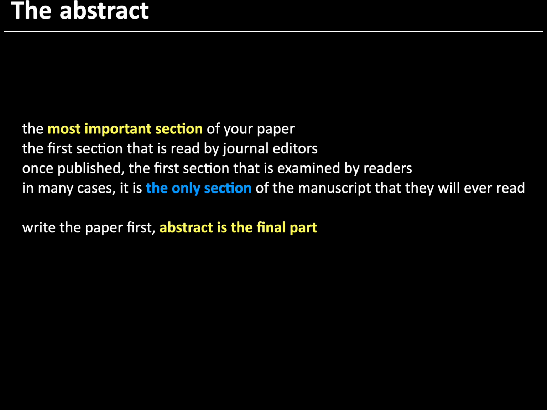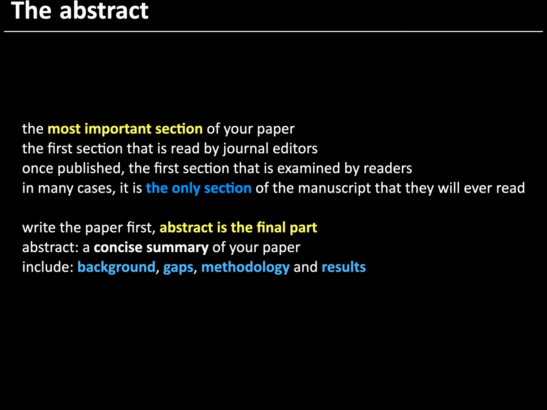So the idea is to write the paper first, and then the abstract is the final part. Even though the abstract is the first part, we write it at the end. Why? Because the abstract is a concise summary of your paper, and you can only summarize what you have done if you have finished the paper. So write the paper and then the abstract.